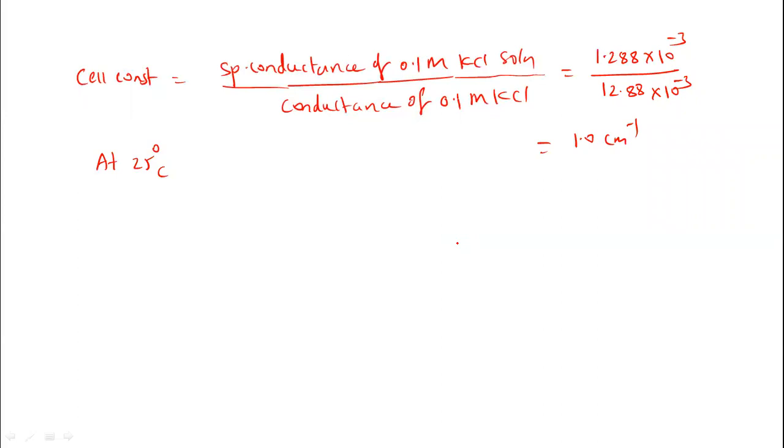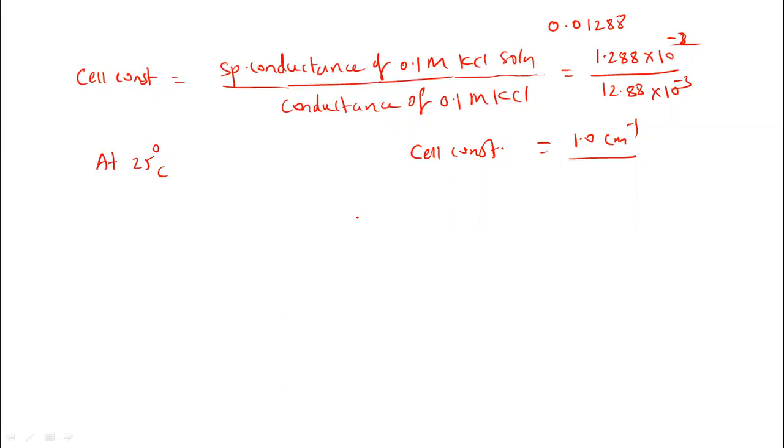So in this way, we can determine the cell constant. This is 10 raised to minus 2. This value should be equal to 0.01288, so 1.288 into 10 raised to minus 2 divided by this, and we get the cell constant around this value.